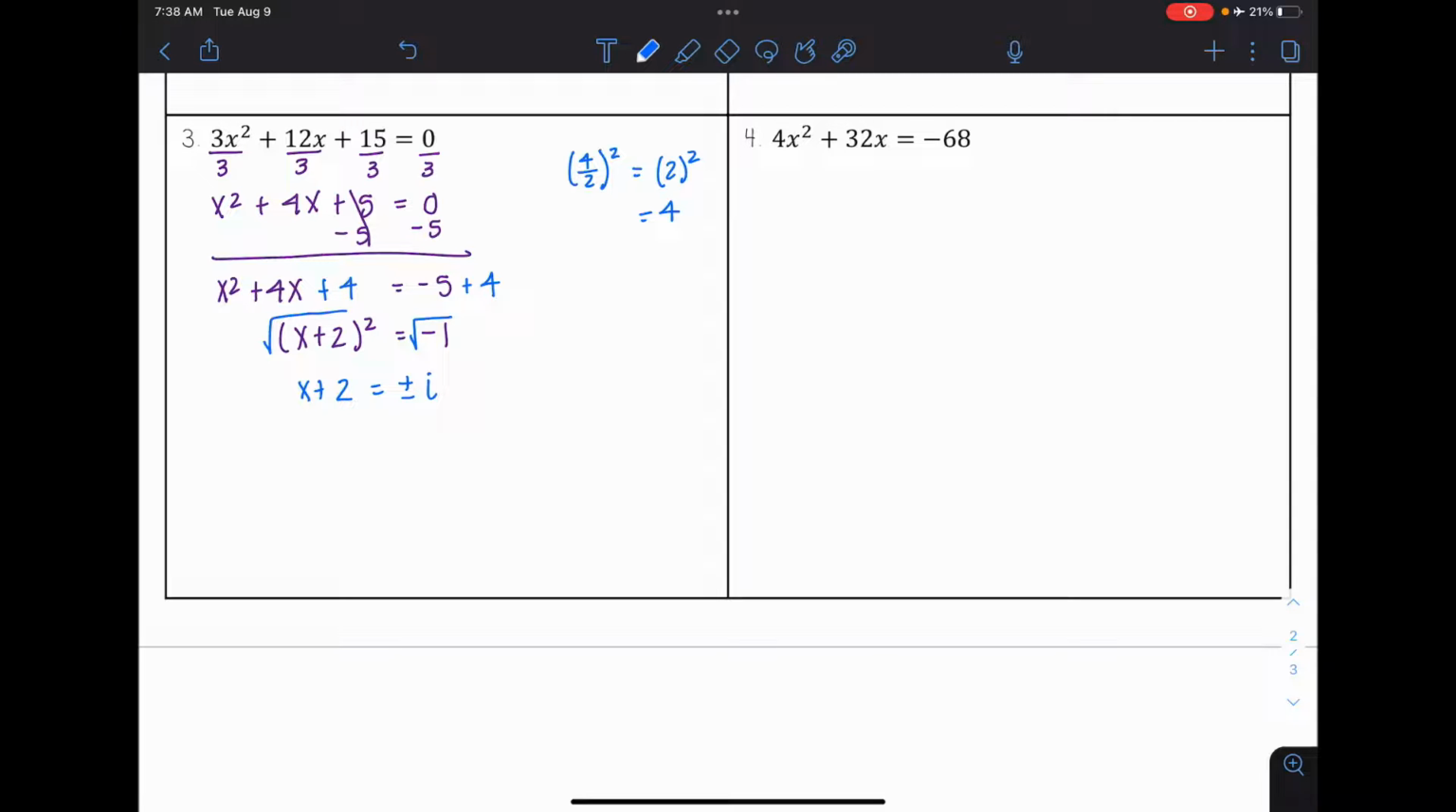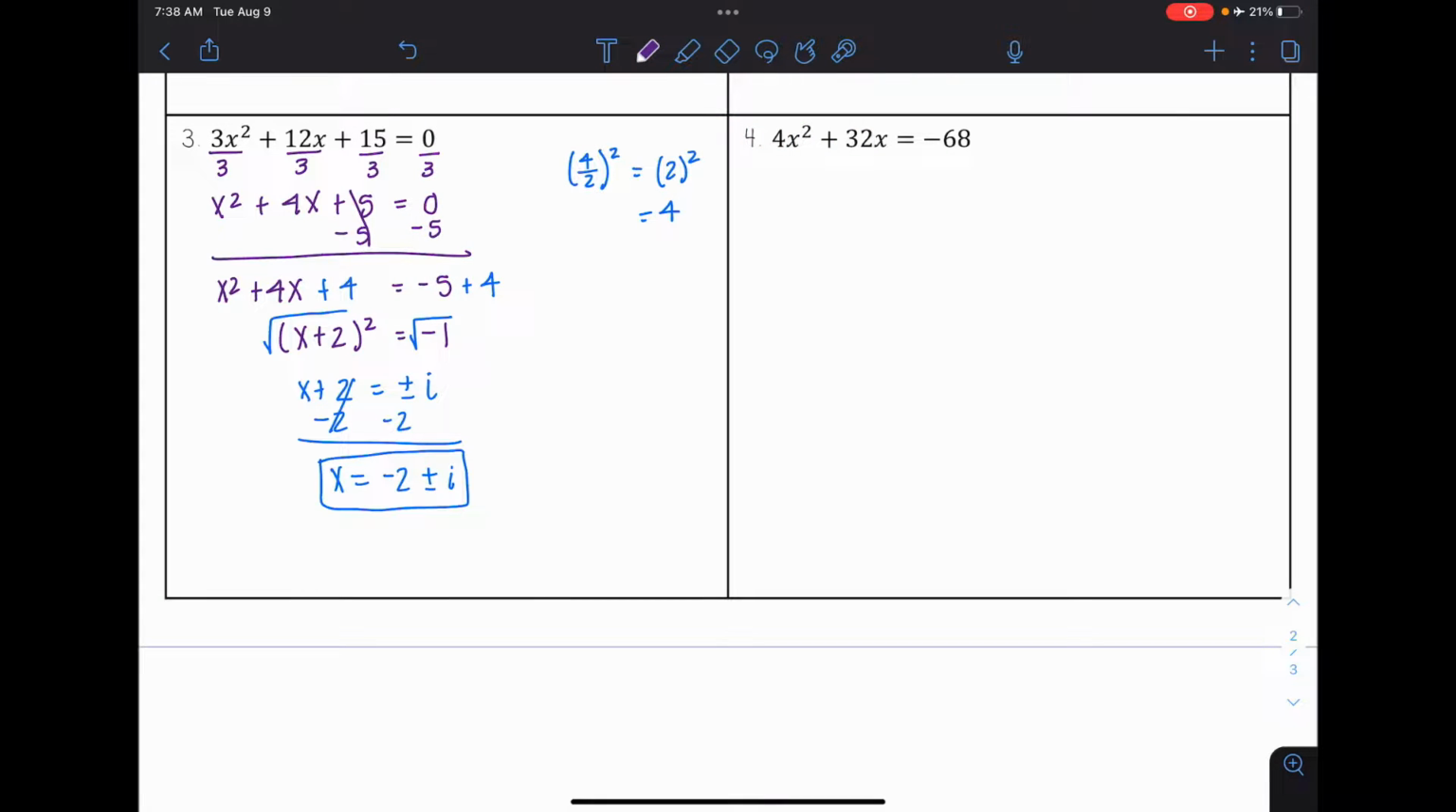And now to solve for x, I just need to subtract 2 from both sides. And so I get that x is equal to negative 2 plus or minus i. Okay, let's look at one last one.